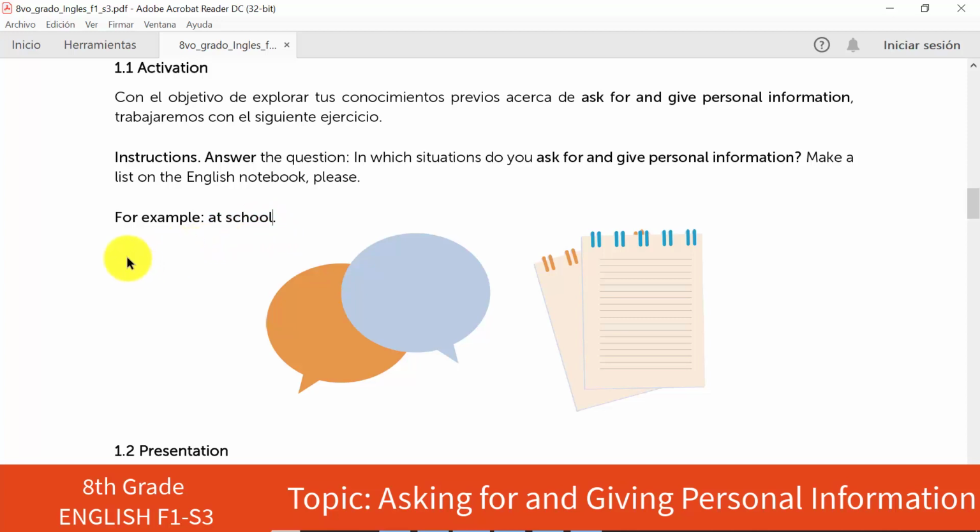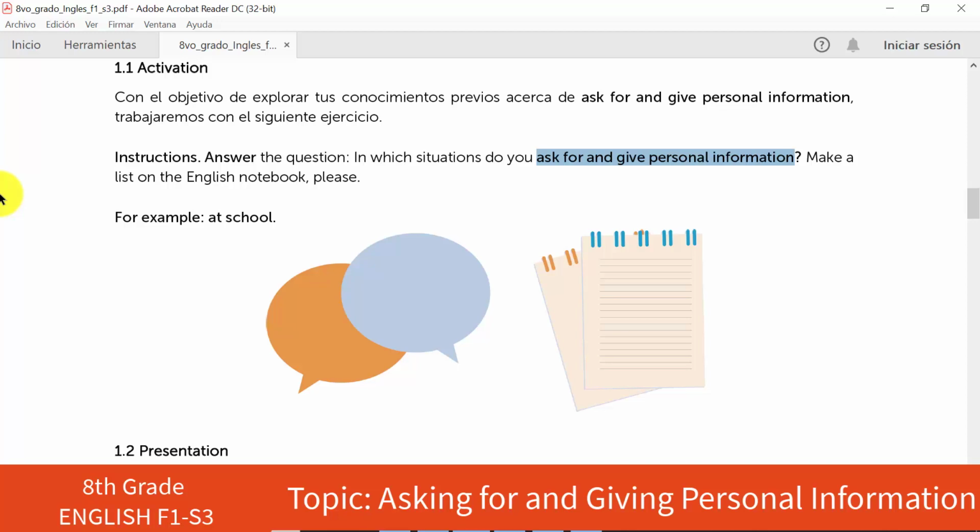A ver, piensa, another situation en la que te piden or you ask or give personal information. Piensa, another situation, otro lugar, where you ask or give personal information. In the hospital, for example, okay? Cuando vas a ver al doctor, when you go to see the doctor, they ask for personal information and you give personal information. What's your name?